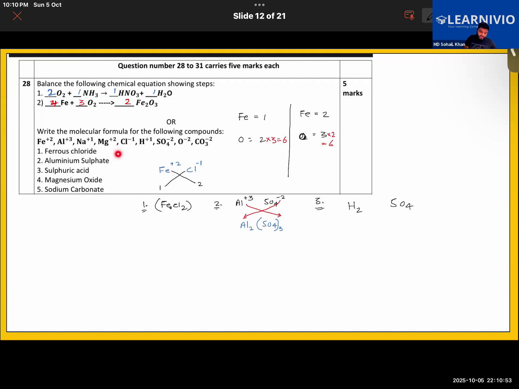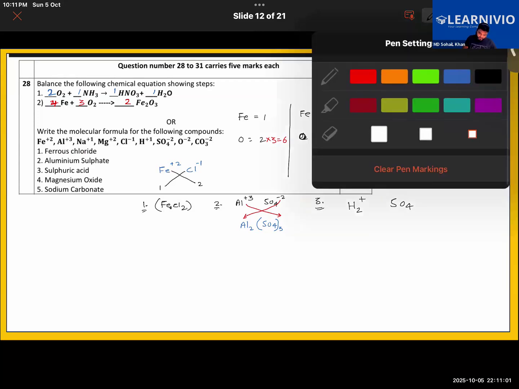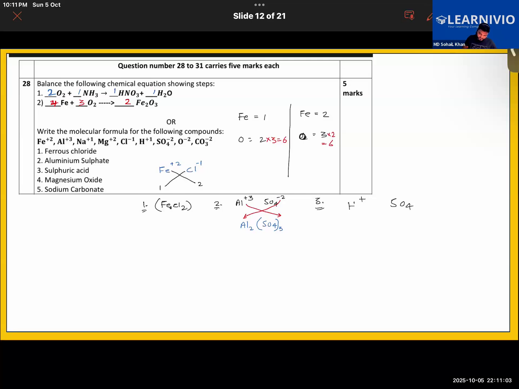How much is the charge on hydrogen? H plus 1. And SO4 minus 2. So H plus we're going to write, and SO4 is minus 2. So this minus 2 will come at the foot of H, and H plus 1 will go at the foot of SO4.